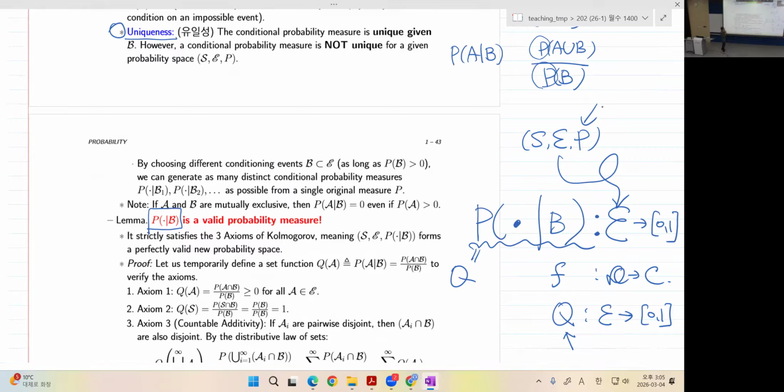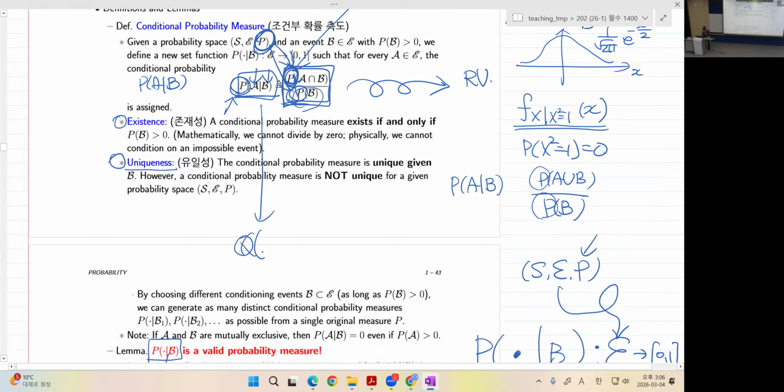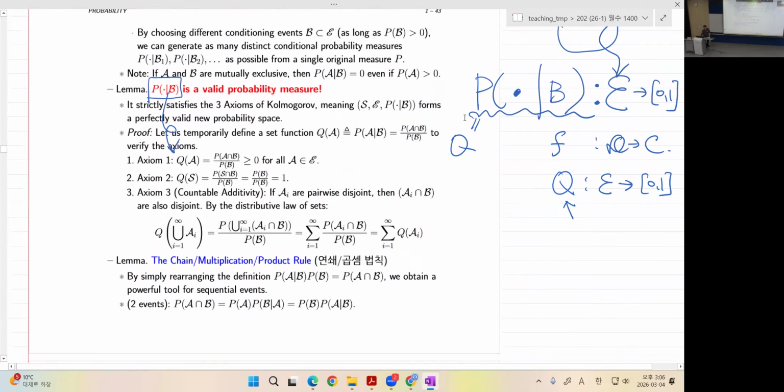And you can actually show that after we rename this strange set function as Q, the three axioms that must be satisfied by any probability measure are also satisfied by this function Q, when you define Q of something as this. So as I claimed, this conditional probability is actually a probability measure. So an interesting thing just happened. We are given a random experiment.